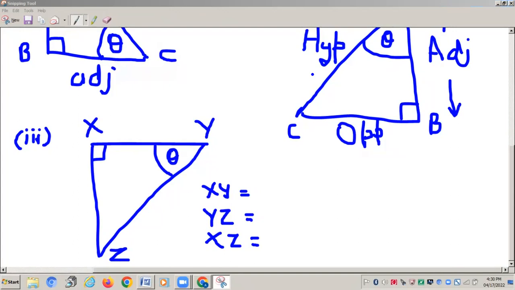All right, I'm seeing some posts coming in. All right, so if you're just joining us, we're doing a little activity, labeling the sides of triangle 3, whether it's opposite, hypotenuse, or adjacent.